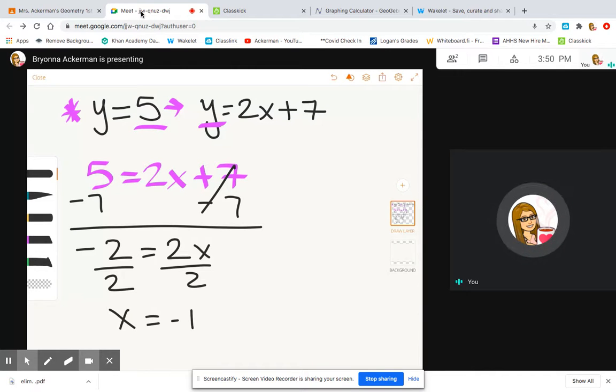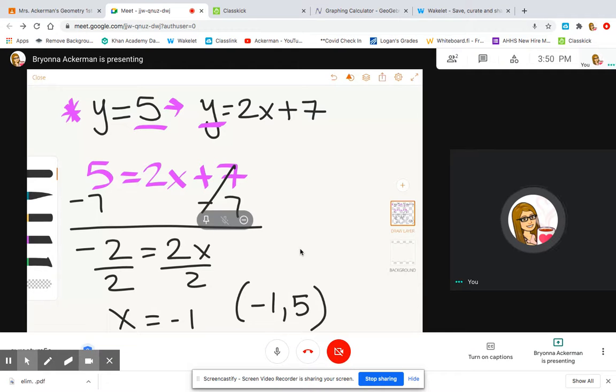And so when y was 5, x was -1. So as a coordinate point, I got -1, 5, right? And we know that that's a solution for both equations. You'll see we got the same answer, and we didn't even have to graph it, okay? Let's try one that's a little harder, though.